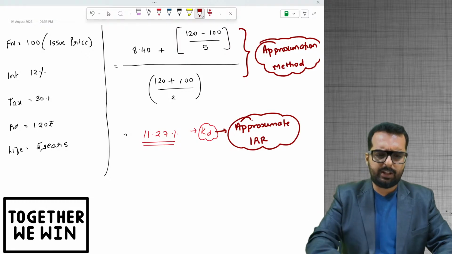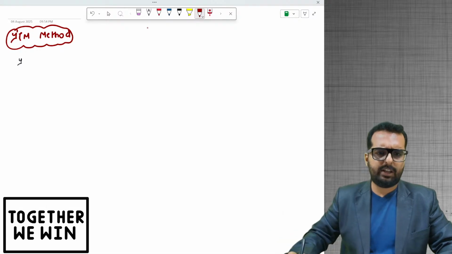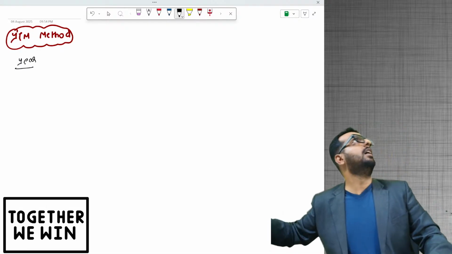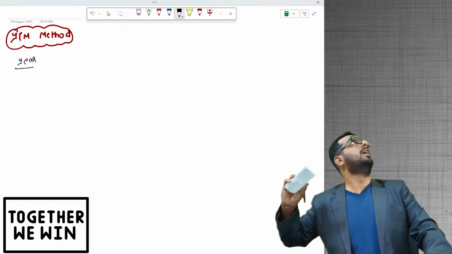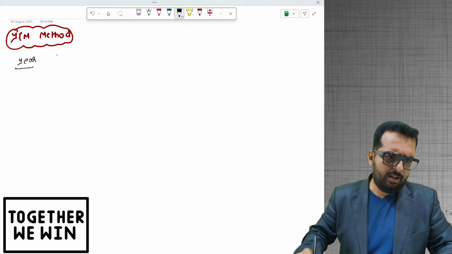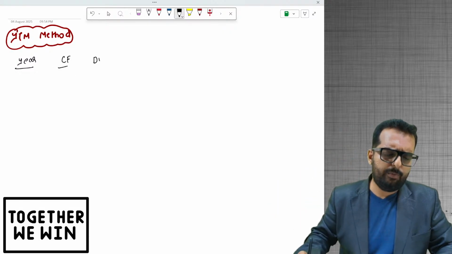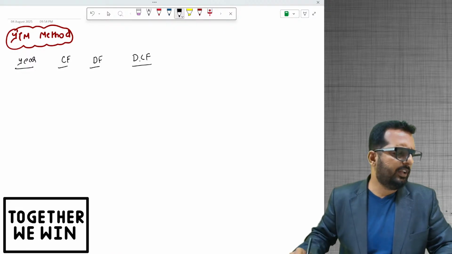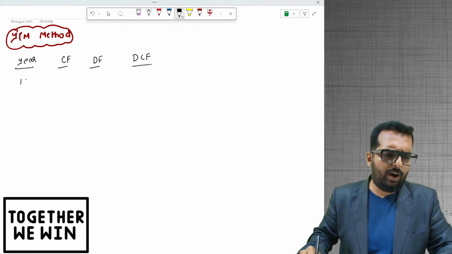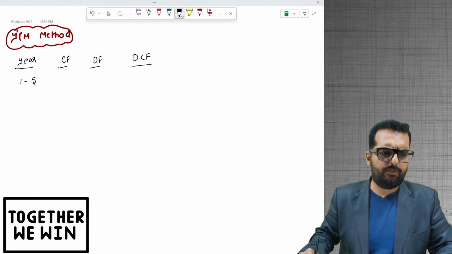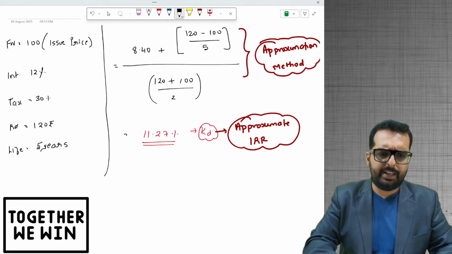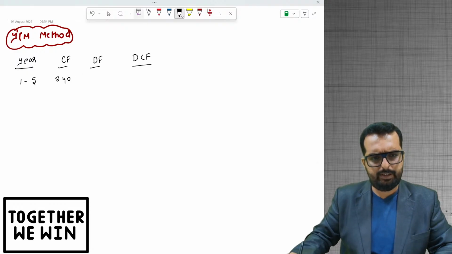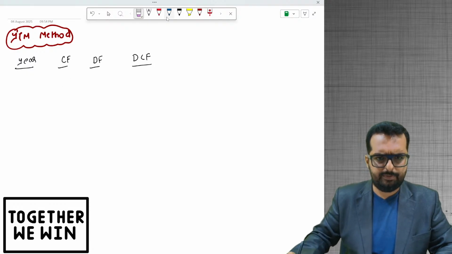Ready? Shall we do it together now? Okay, so here I'll draw the table. Then I'll put cash flow, discount factor, discounted cash flow. Year 1 to year 5, I am getting an interest of 8.4. Correct? Wait, I'll put year 0 first.